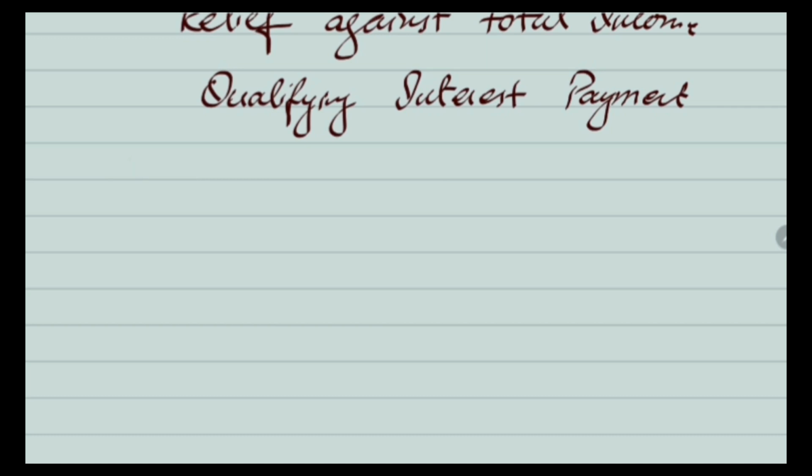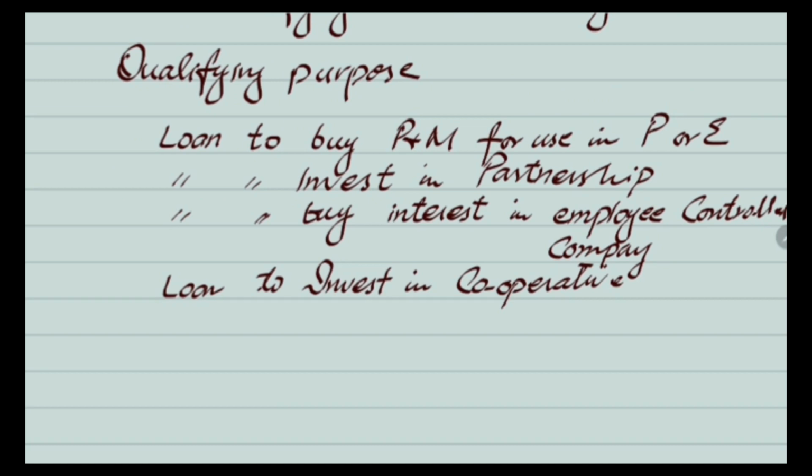Now, what is meant by qualifying purpose? There are some qualifying purposes. Number 1, loan to buy plant and machinery for use in partnership or employment. Second, loan to invest in partnership. Third, loan to buy interest in an employee controlled company. And fourth, loan to invest in cooperatives.